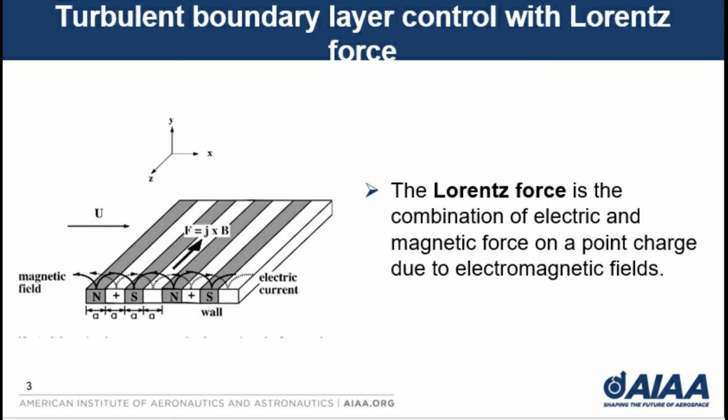The first one is turbulent boundary layer control with Lorentz force. The goal of this method is to impose the Lorentz force generated when an electrically conducting fluid flows through an electromagnetic field along the flow direction. This imposed force is intended to delay the transition from laminar flow to turbulent flow, with the boundary layer becoming more stable. This stability is accomplished by an alternating array of electrodes and magnets.